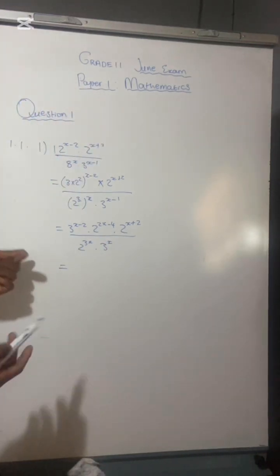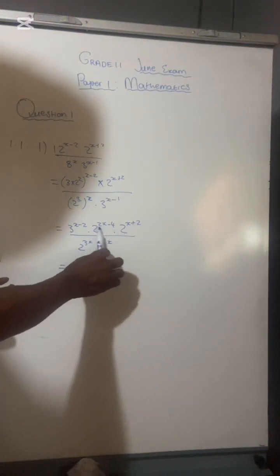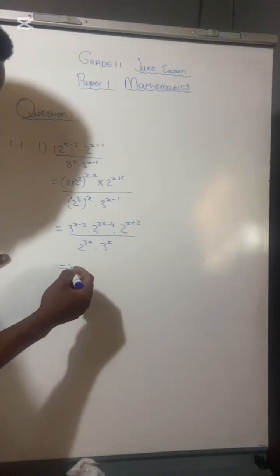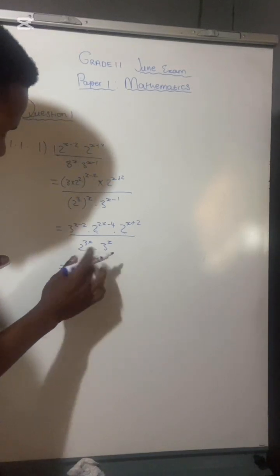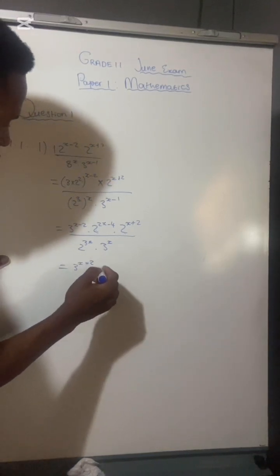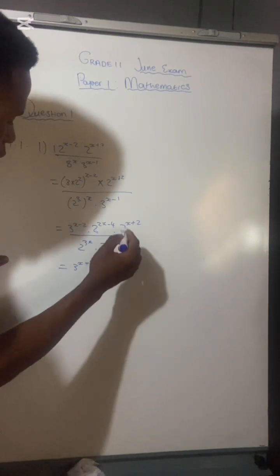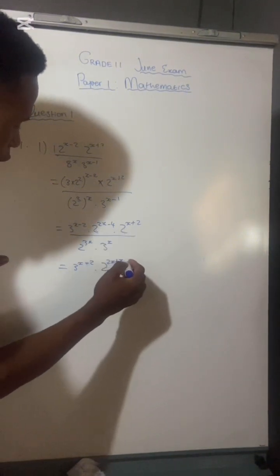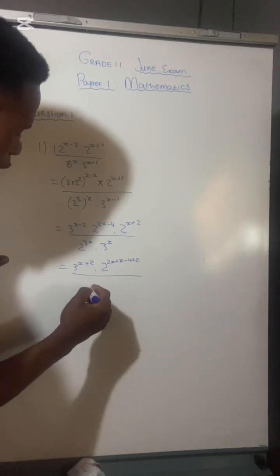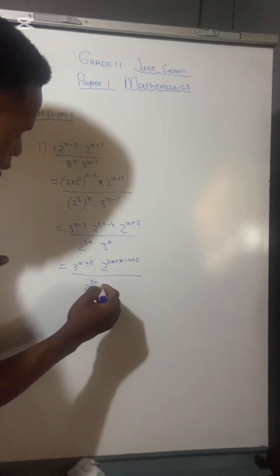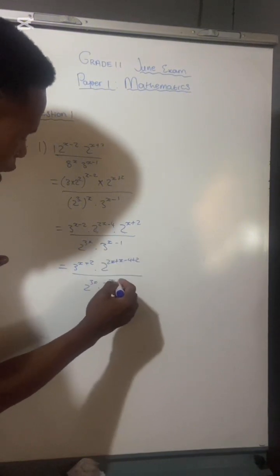From there, we know that law number 1 says whenever we multiply the same base, we must add the exponents. So we have 3 to the power of x plus x minus 2, and 2 to the power of 2x. So now we also have x plus x minus 4 plus 2, divided by 2 to the power of 3x multiplied by 3 to the power of x minus 1.